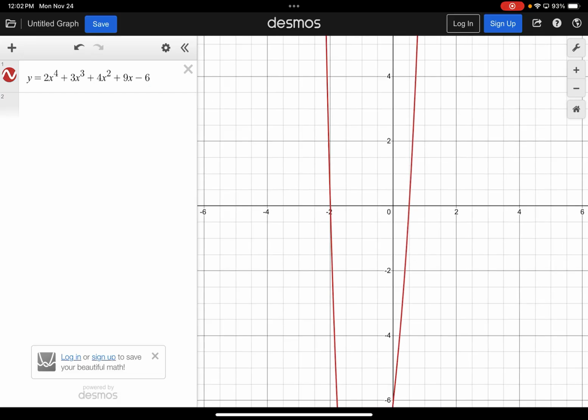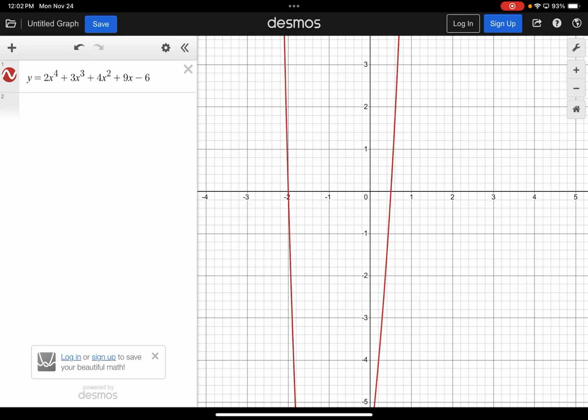But we type it in, and our graph looks like this. Right off the bat, how many x-intercepts do I have? 2. How many solutions, zeros, roots should I have? 4. I only have 2 real ones. That means my other 2 are imaginary. I have them. They're just not on my graph because they have an i in them. Okay? So I'm going to grab one of my zeros.